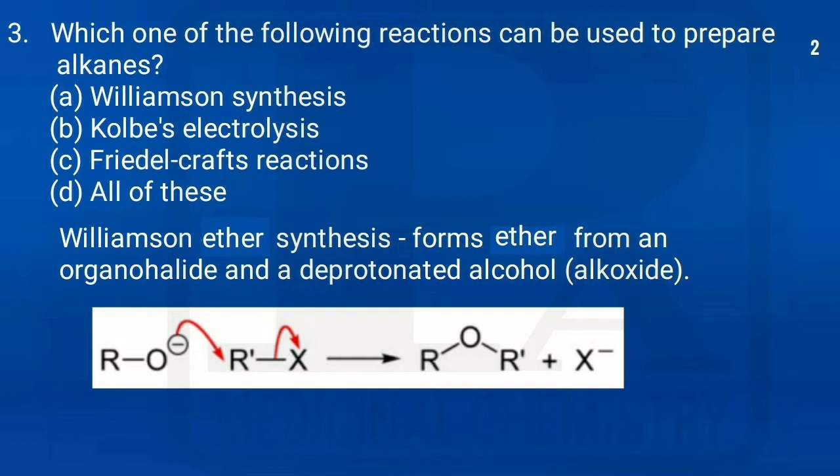So that can be called Williamson synthesis. So what is Williamson synthesis? That is otherwise called Williamson ether synthesis. From that we can get ether from organohalide and alkoxide. So by treatment with organohalide and alkoxide, we are getting ether. So that is called Williamson synthesis.